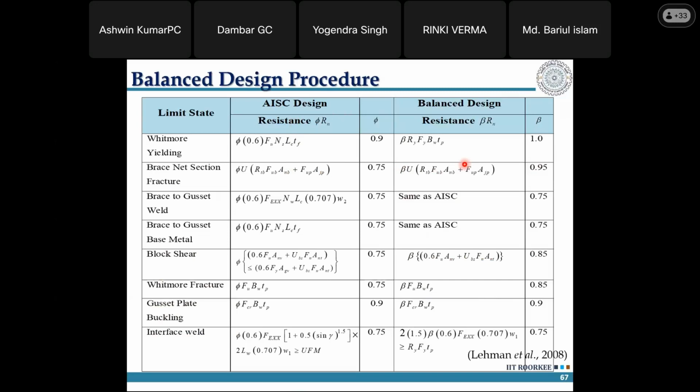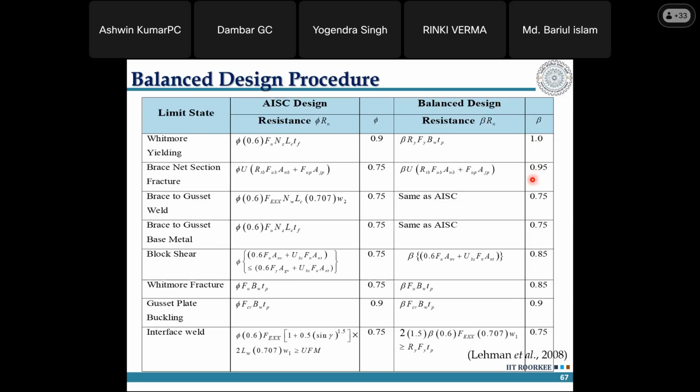So let's say I want yielding of the plate to be my priority number one, the event that has to happen in my connection. I will give it the lowest factor of safety so that the event occurs first. If I have a brittle failure event that can happen, I will give it the highest factor of safety such that it is pushed backward. Right. That is the idea of the balanced design procedure.